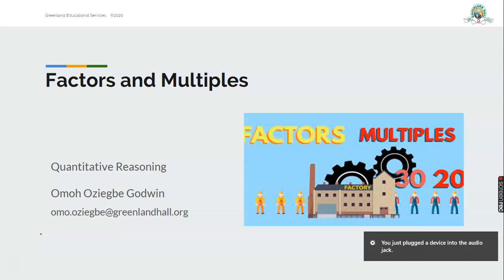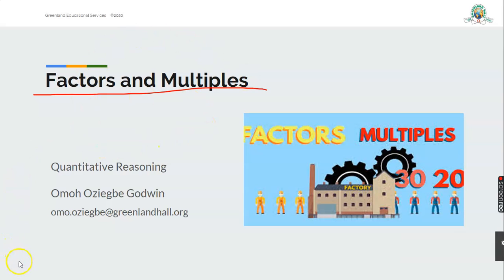My name is Mr. Omar Godwin, and today we're going to be learning a very interesting topic in our quantitative reasoning. Our topic is factors and multiples. We're going to get right into it, people, and I want you not to be distracted. Get focused. Ensure you are ready for this lesson because it promises to be interesting.